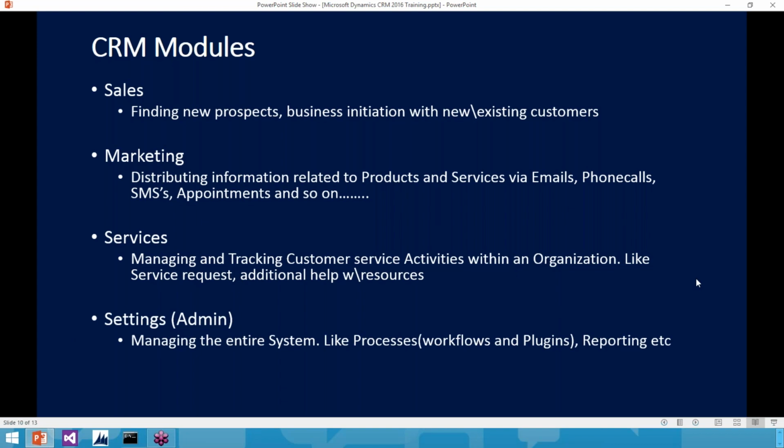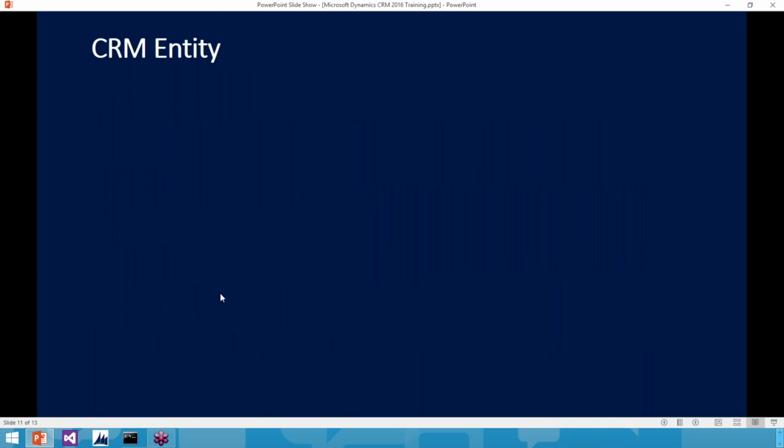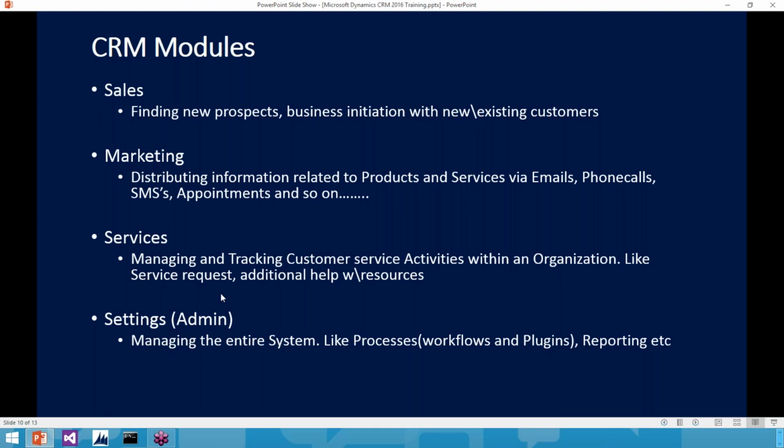Settings. This is our developers' area. So this is where everything in CRM resides, especially if you're doing development activities. There's not even a single day where I have worked in CRM and not gone into this area. This is where you will live, breathe, eat, sleep, die. So again, 4 modules: sales, marketing, services, settings. All right. So that's about the CRM overview. Any questions so far, guys?